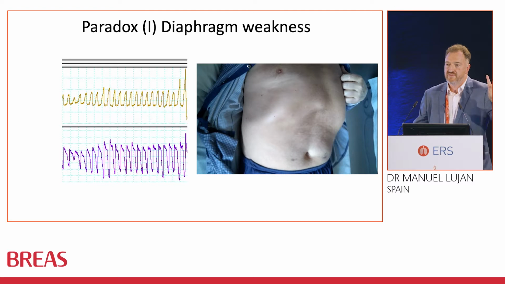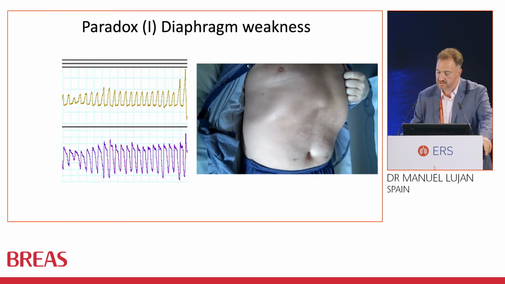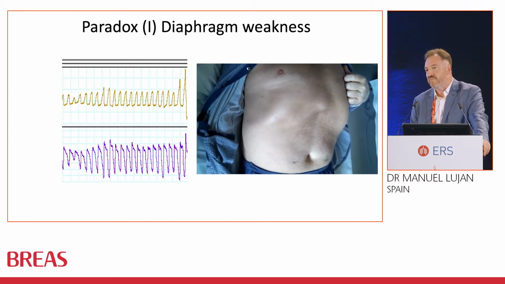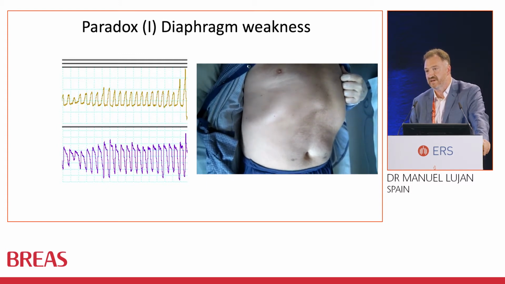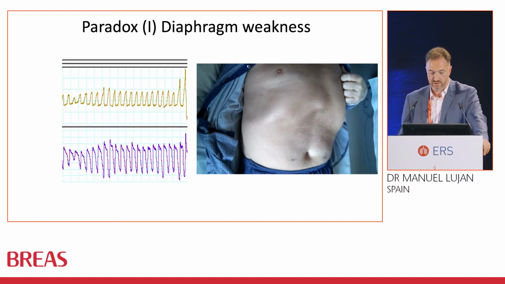Paradox, two different situations. The first, when there's an abdominal weakness. As we can see in the video, there is a movement outwards of the thoracic belt and an inward movement of the abdominal belt, like this. This is the first situation in which we can have a paradox.